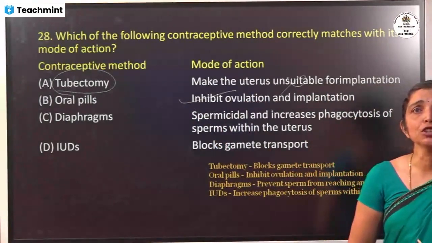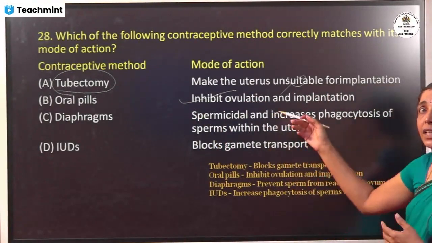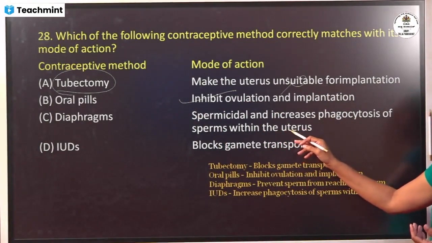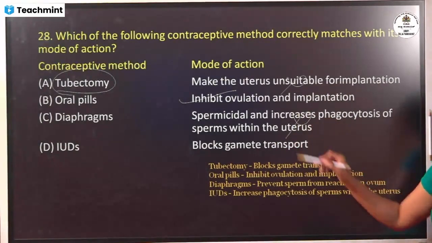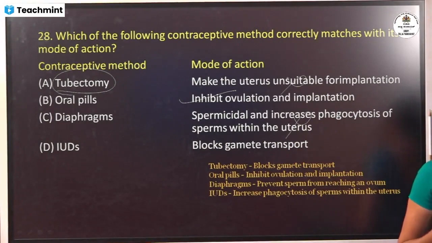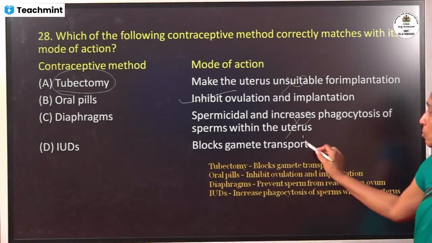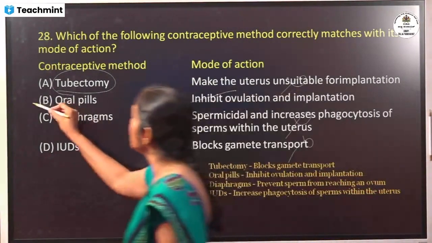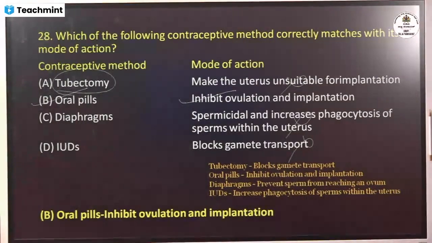Now, what is the function of the diaphragms? Here it is given as spermicidal and increases phagocytosis of sperms within the uterus. This is not the right answer, because diaphragms usually prevent the sperm from reaching an ovum. And IUDs, do they block the gamete transport? No, they don't. Actually, they increase the phagocytosis of sperms within the uterus. So among these, which is the right option? Definitely it is B, oral pills inhibit ovulation and implantation.